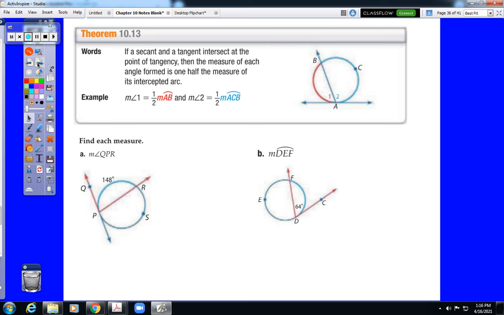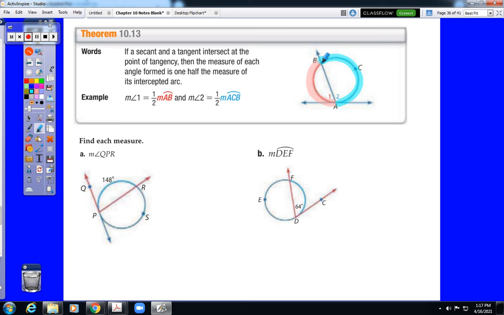If a secant and a tangent intersect at the point of tangency, then the measure of each angle formed is half the measure of its intercepted arc. Now, what do I mean by that? Basically, these angles, 1 and 2, behave like inscribed angles. They are exactly half of their intercepted arc. So the measure of angle 1 is half the measure of its intercepted arc AB, just like it would be if it was an inscribed angle. Same thing for angle 2. It is exactly half of arc ACB.